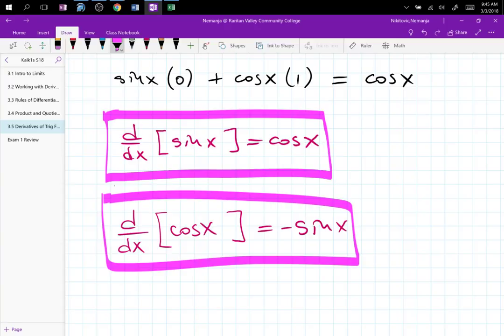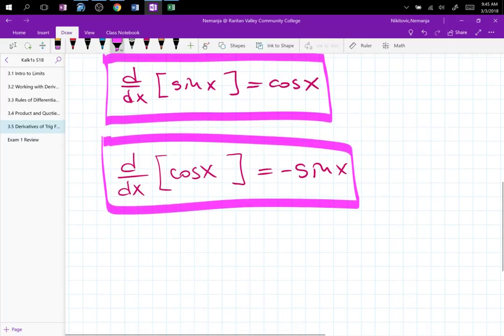Can you give me another trigonometric function? Tangent. Good. Now, what would be the derivative of the tangent? How would we find that one? Should we use the limit definition, or can we use something more cunning? Yes? Derivative of sine over cosine.